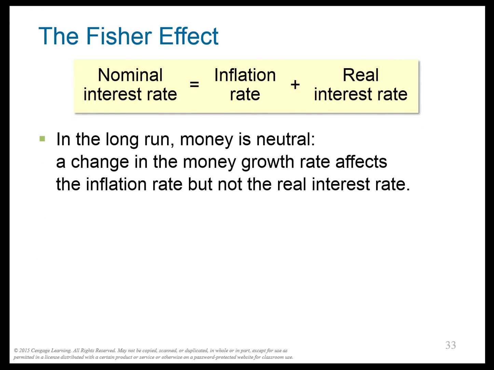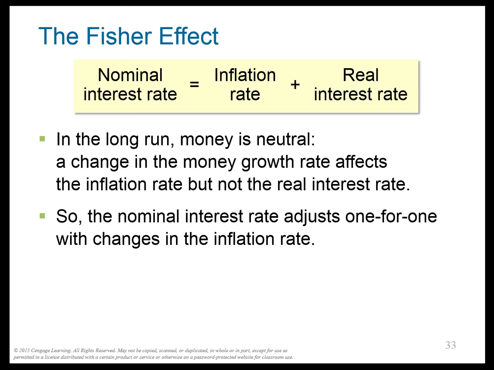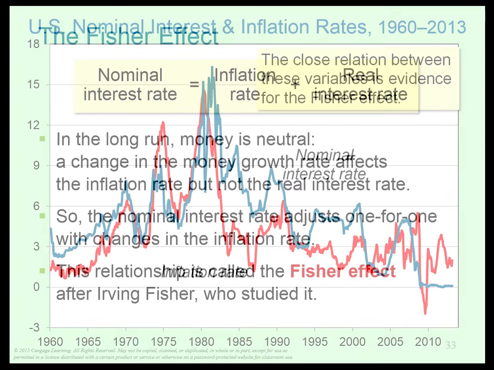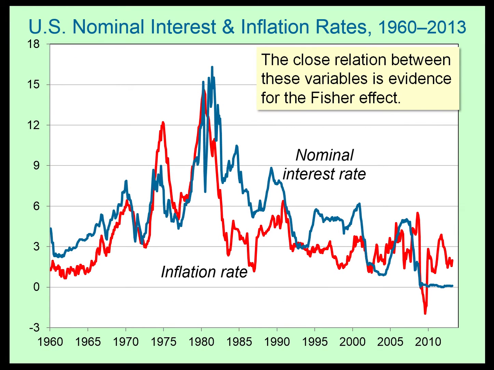Now, in the long run, money is neutral. So a change in money growth affects the inflation rate, but not the real interest rate. So basically, if you make the inflation rate go up by printing too much money, you're going to make the nominal interest rate go up by exactly the same amount. It's called the Fisher effect. Now, you can see how closely the nominal interest rate and the inflation rate follow each other. That's the Fisher effect right there.